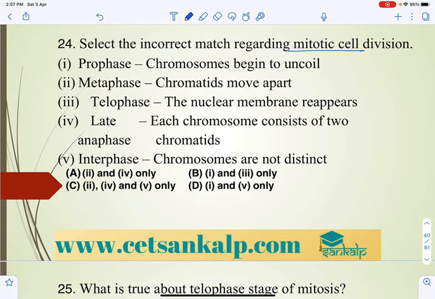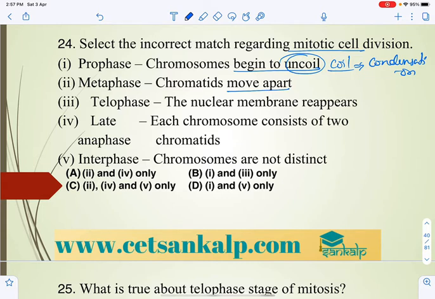So prophase, the chromosome begins to uncoil. Here we can say that it begins to coil, or that the coiling takes place. That is the initiation of condensation, the packaging of the chromatin fibers.